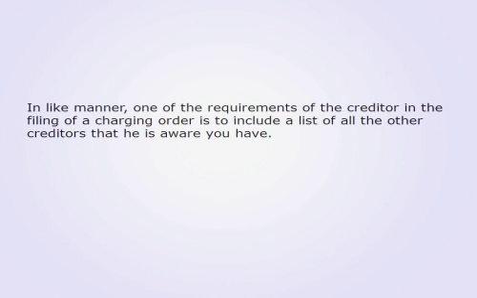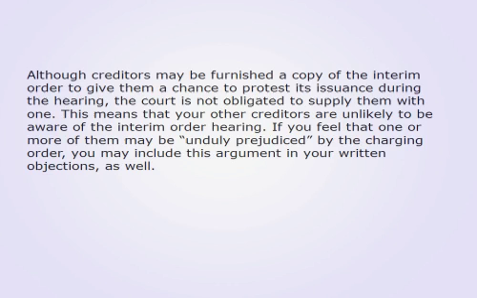In like manner, one of the requirements of the creditor in the filing of a charging order is to include a list of all the other creditors that he is aware you have. Although creditors may be furnished a copy of the interim order to give them a chance to protest its issuance during the hearing, the court is not obligated to supply them with one. This means that your other creditors are unlikely to be aware of the interim order hearing. If you feel that one or more of them may be unduly prejudiced by the charging order, you may include this argument in your written objections, as well.